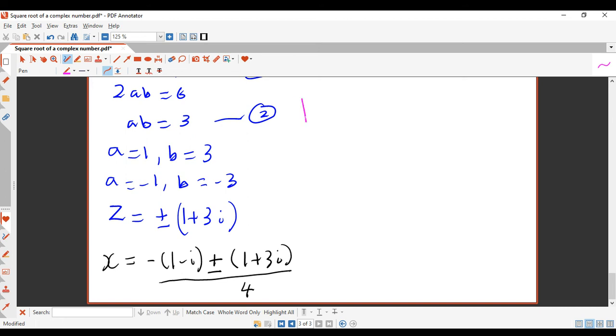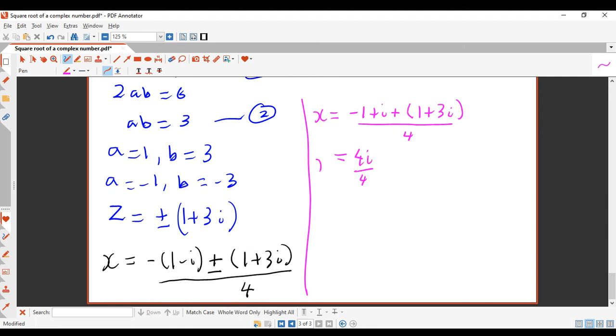So if I draw a little dividing line here, let's simplify that. You've got x equals, now if I expand the first bracket, I'm going to have minus 1 plus i, plus 1 plus 3i on 4. That's one of our answers. So it's going to give me minus 1 plus 1, which is 0, and i plus 3i, which is 4i, all divided by 4, which is just equal to i. So that's one of my answers.